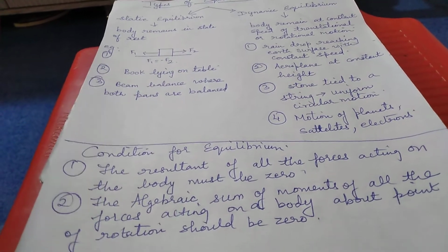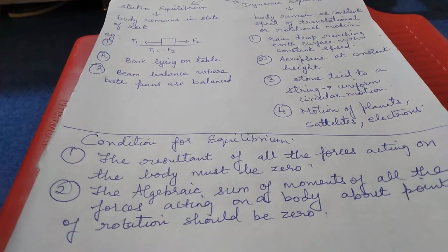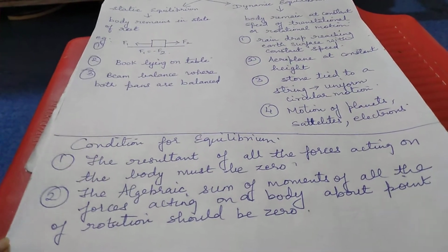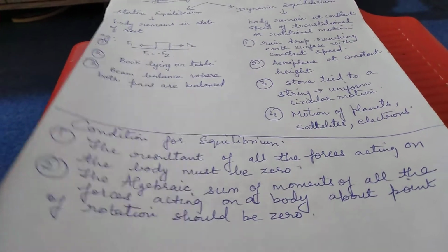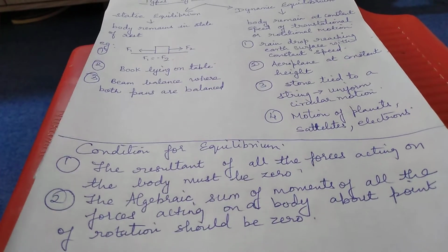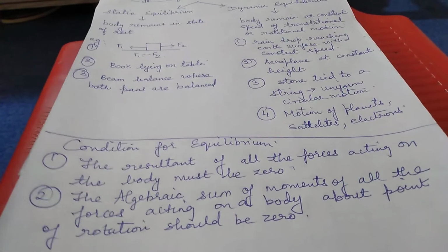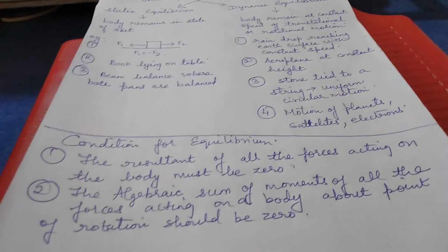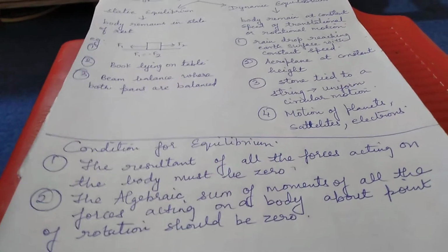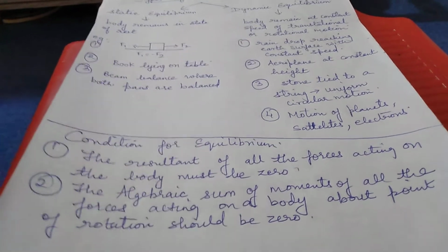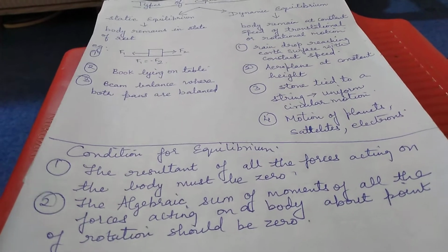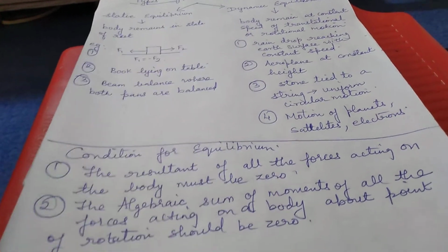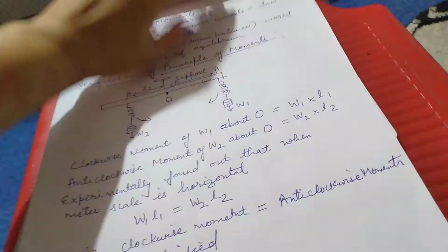The second condition will come for the rotational body. The algebraic sum of the moments of all the forces acting on a body about point of rotation should be 0. That is, the sum of clockwise moments must be equal to the sum of anti-clockwise moments, so that when we add them, since the sign of one of them will become negative, it will be 0. And you know that we take anti-clockwise as positive and clockwise as negative. We have seen that in the first chapter.